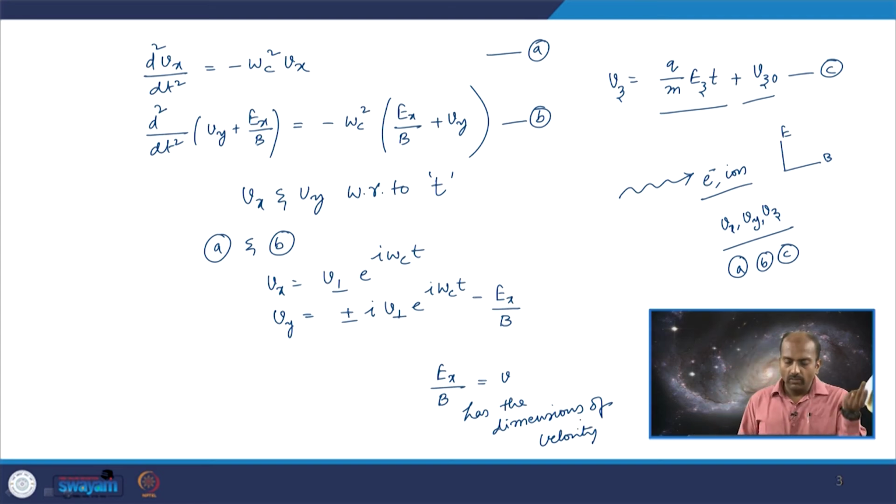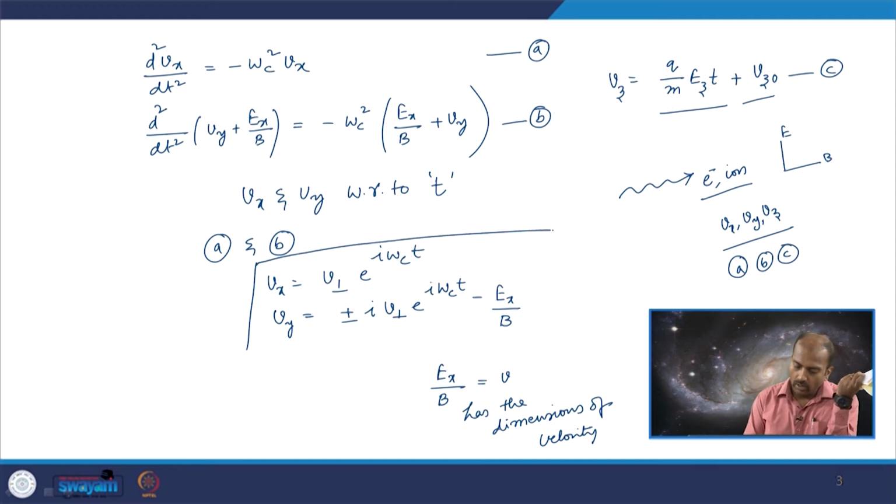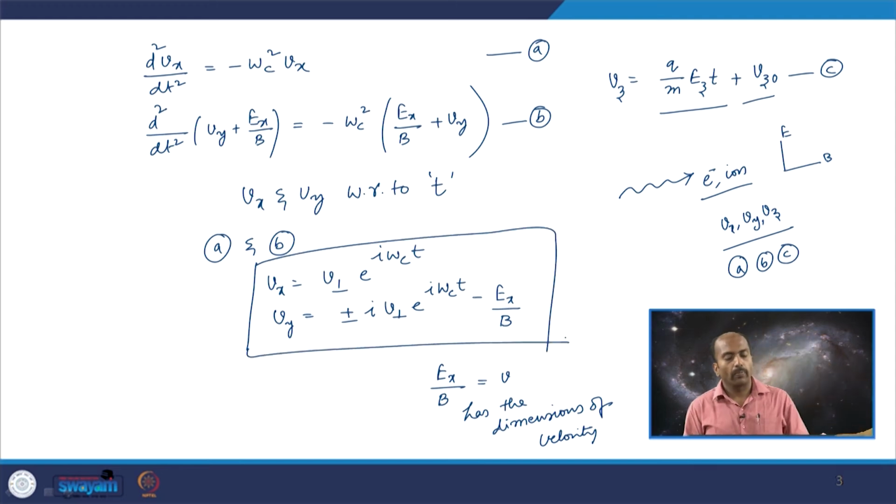So, if you solve these two equations, the solutions will be like this, Vx and Vy. V perpendicular is the perpendicular component of velocity, omega c is the Larmor gyration frequency, t is the time, Ex is the electric field along the x axis, and B is the magnetic field. B could have been written as Bz, so there is no harm in that.